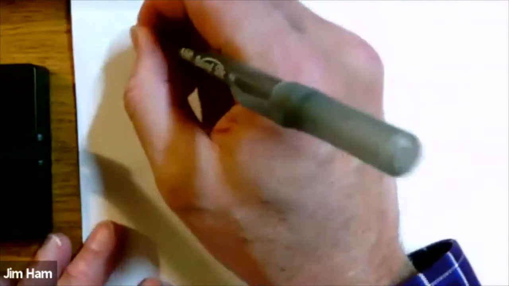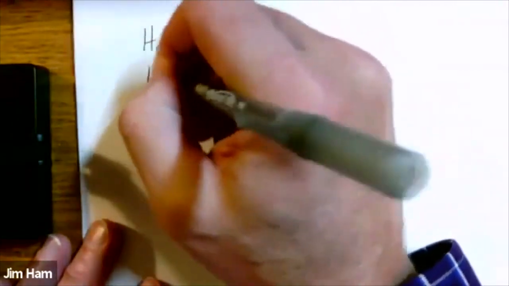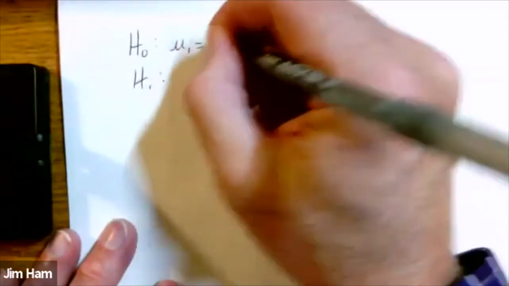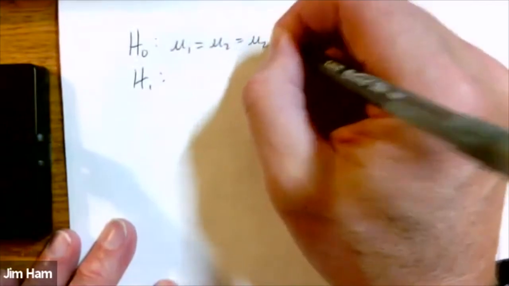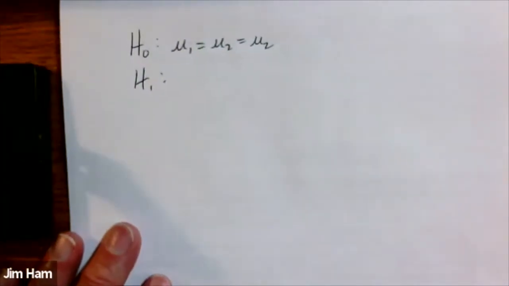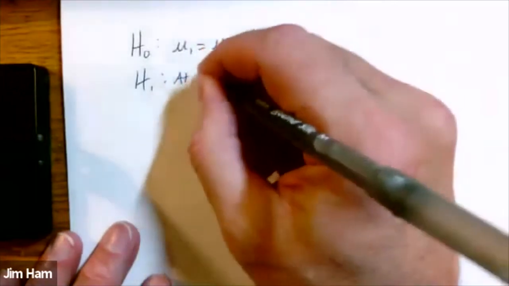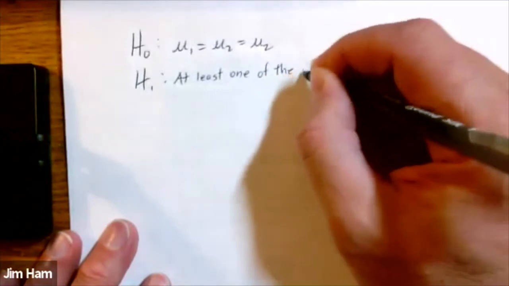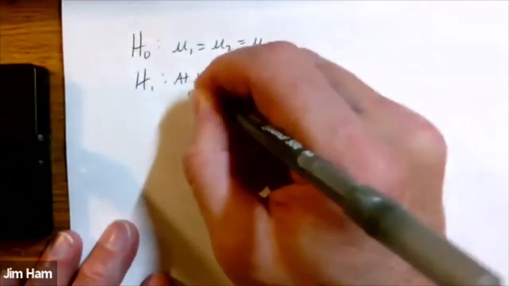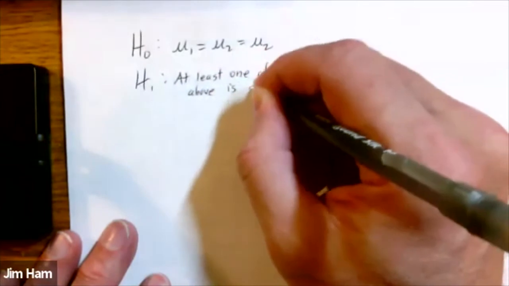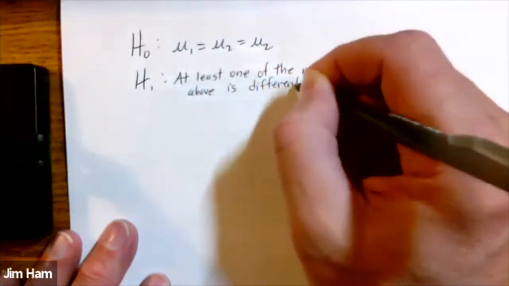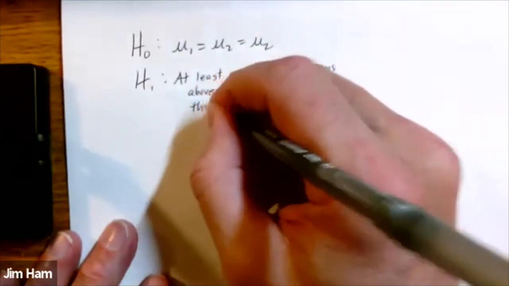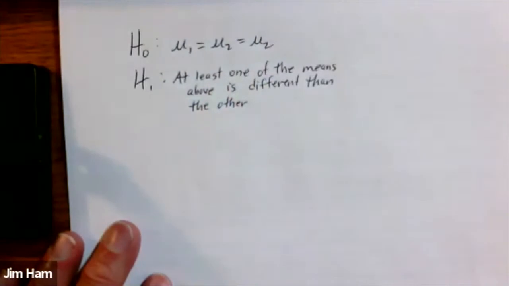So step 1 are the hypotheses. And the null hypothesis in this case, since we have 3 groups, will be as we've defined the first one: all three means are the same, and the alternative is that at least one of the means is different than the others. This allows there to be differences in all three means.